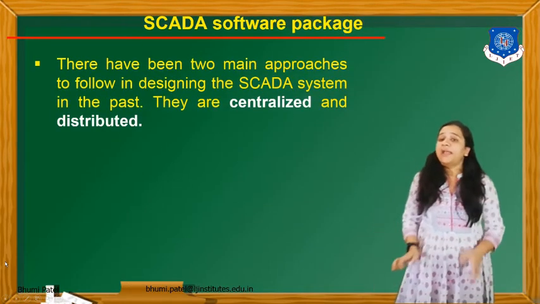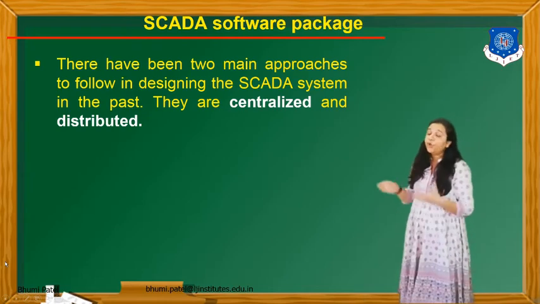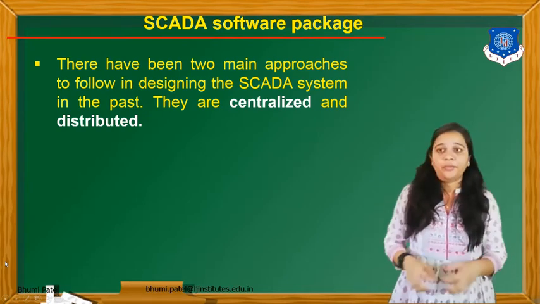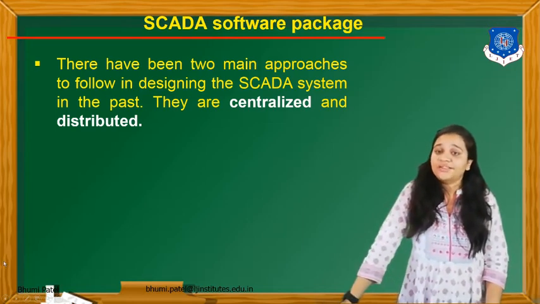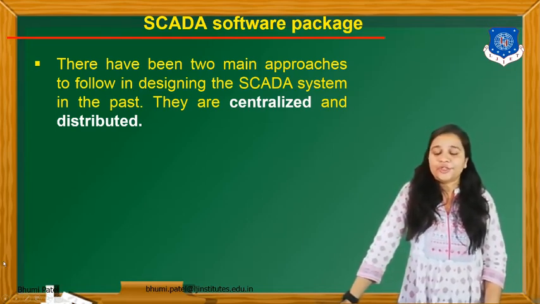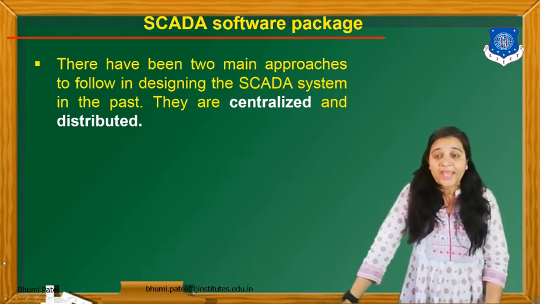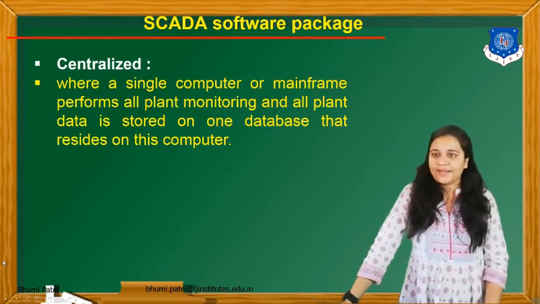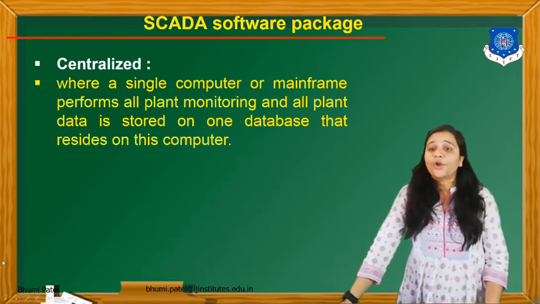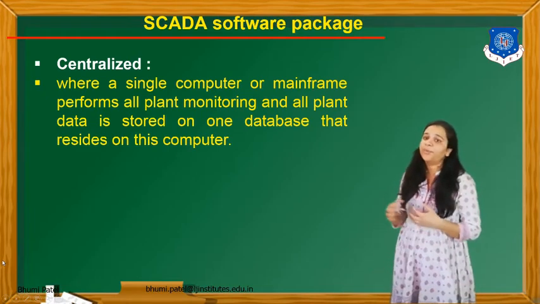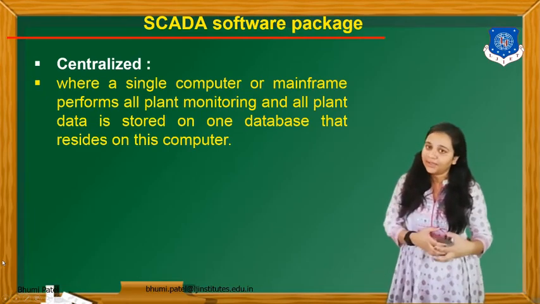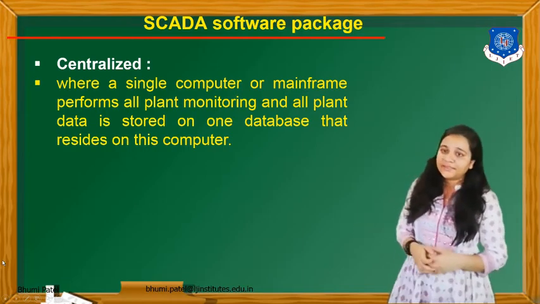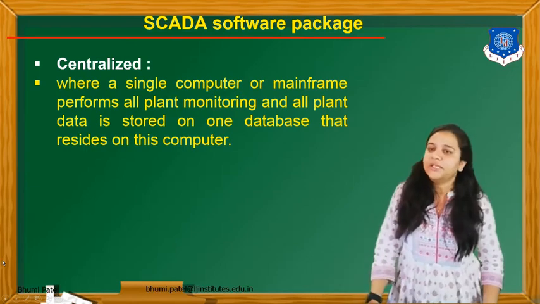Now there have been two main approaches to designing a SCADA system in the past. The first one is centralized and the other is distributed processing. So where can we install this SCADA? The first process is the centralized one, where a single computer or mainframe performs all the plant monitoring and all plant data is stored in one database that resides on this computer.